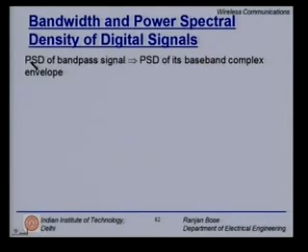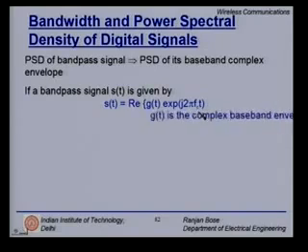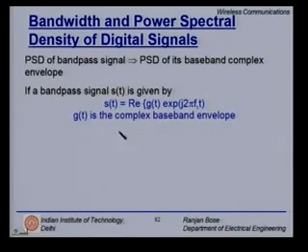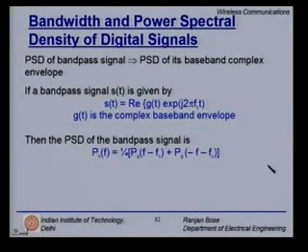Now, the power spectral density or PSD of a band pass signal is the PSD of its baseband complex envelope. If a band pass signal s(t) is given by the real part of g(t) e raised to the power j 2 pi fc t, where g(t) is the complex baseband envelope, then the power spectral density of the band pass signal is given by this equation. Here, Pg on the right hand side is the power spectral density of g(t).